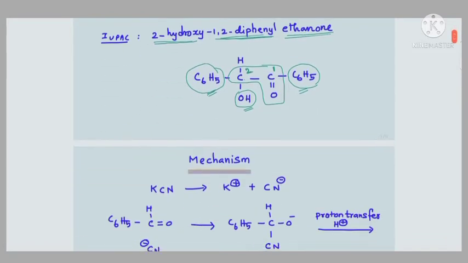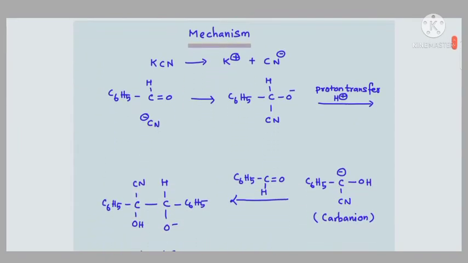So I have given the IUPAC name also. Now let us see the mechanism of benzoin condensation. Here we do the reaction in presence of aqueous alcoholic KCN. First KCN dissociates to form K plus cation and CN minus anion. Now the CN minus ion, which is an electron rich species, is nothing but a nucleophile. This CN minus nucleophile will attack the carbonyl carbon atom of one benzaldehyde molecule.